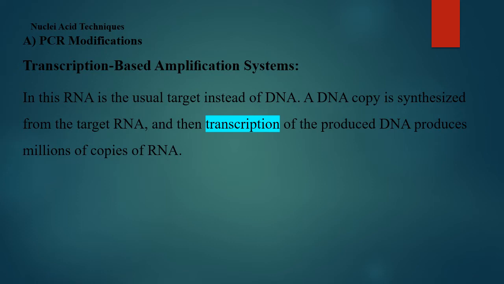Then transcription-based amplification systems. In this, RNA is the usual target instead of DNA. A DNA copy is synthesized from the target RNA, and then transcription of the produced DNA produces million copies of RNA. So in this one, you are amplifying the RNA portion of it, or an RNA is what is the final product. So you produce millions of the RNA.